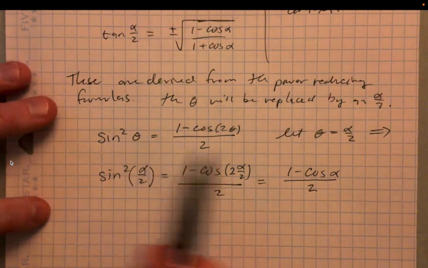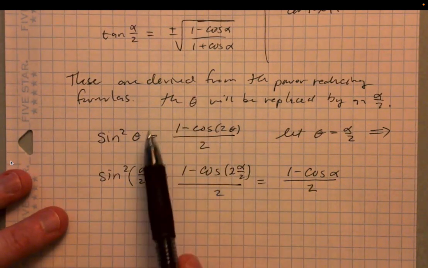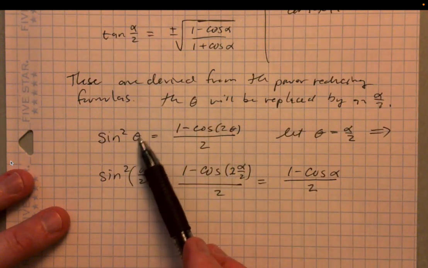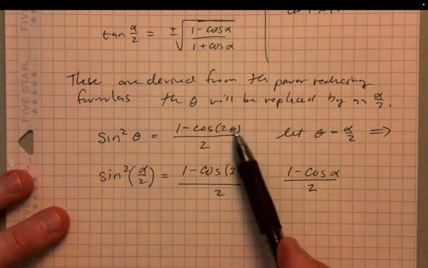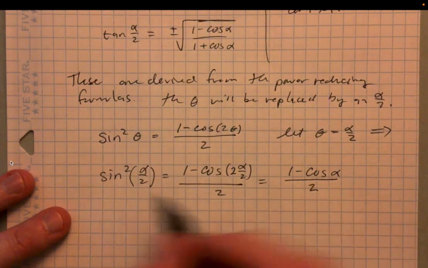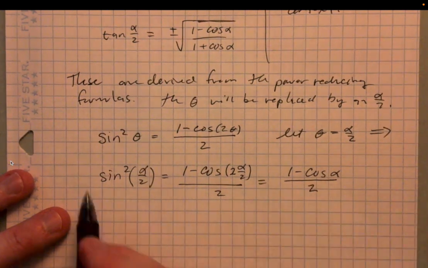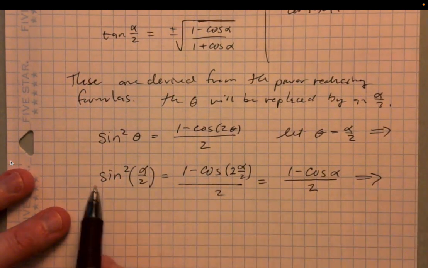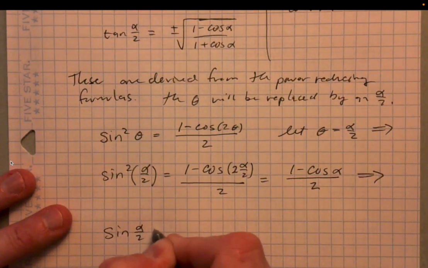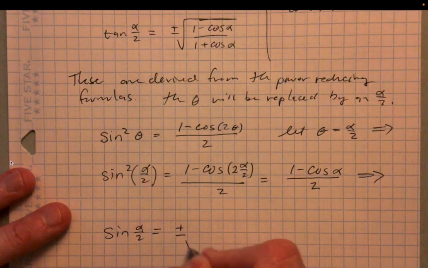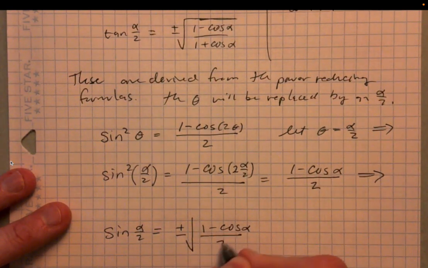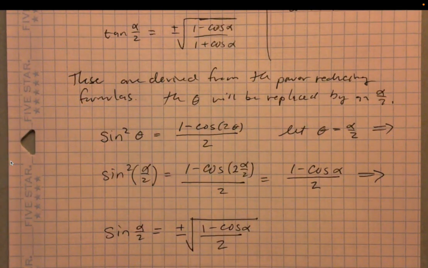Okay, so these half-angle formulas basically capitalize on one of the things that takes place in the power reducing formulas, which is you relate an angle theta to its double angle. But in this case, we don't really want the square. We don't want sine squared alpha over 2, we just want sine of alpha over 2. And so what we do is we then take the square root of both sides. So sine of alpha over 2 is equal to plus or minus the square root of this guy. Okay, and that's where they come from.